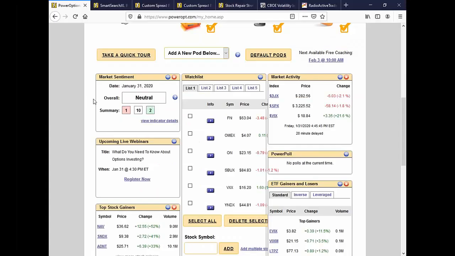A comment says the overall market sentiment page on Power Options could be a useful review again this week. Okay, fantastic. The market sentiment tool is one of our data pods here on Power Options.